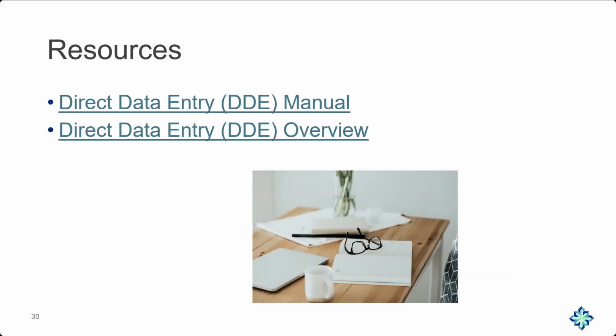So this slide gives you links to a couple items that I'm sure you're going to find very useful. And the very first one is the direct data entry manual. It's on our website. You can get to it from the quick links on our homepage, which is on the right side. You can find it in the claims section of our website. You can get there a number of different ways.